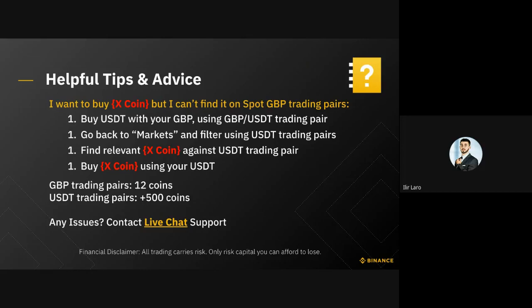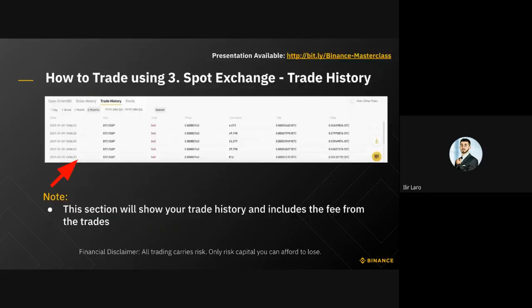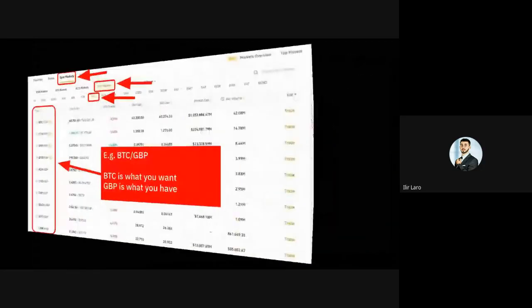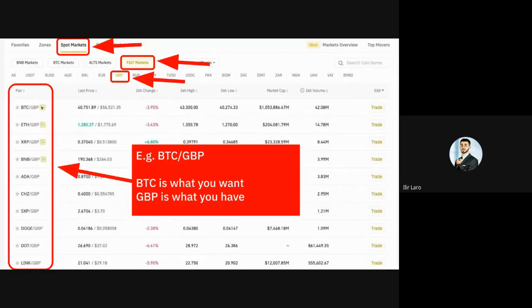Now, I do get some common questions, like, I want to buy X coin, for example. This can be any coin, but I can't find it on the spot GBP trading pair listing. If I go back to this slide here, as you can see on the left, we have all of the trading pairs that are with GBP. We actually only have 12 GBP trading pairs, and we will be adding more as time goes by. But if you look at USDT, we have over 500 coins that are traded against USDT. USDT is more popular within the industry, and it's a stable coin. What I mean by stable coin is it's essentially pegged 1-to-1 in value with the US dollar. So theoretically, $1 would be equivalent to 1 USDT. In that way, we call it a stable coin because it's stable to the US dollar. So we have more tokens and more coins with USDT trading pairs.